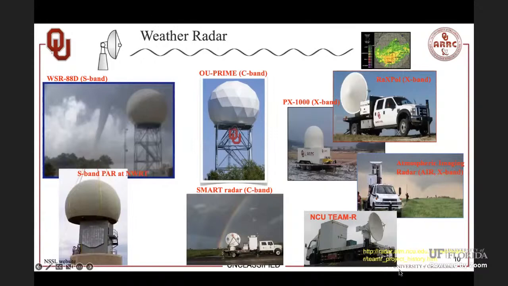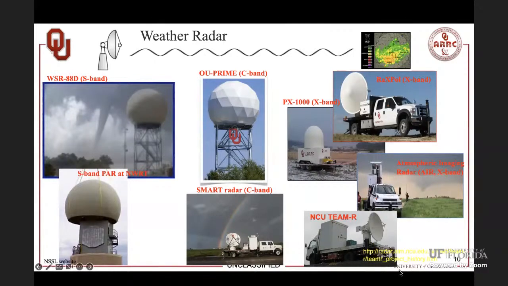Honestly, for most radar systems, the most eye-opening part is the antenna. They have all sorts of different antennas that look cool. But most radars, this is an X-band, this is OU-PRIME, they all look similar. It's just a white radome, sometimes a different color, because all the electronics are inside. But those are different types of systems.